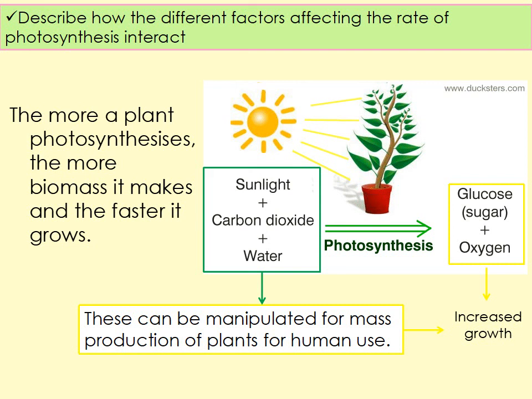Now, by knowing this, we can manipulate the limiting factors by optimizing light, temperature, carbon dioxide levels, and water levels to get a higher, much higher plant production for human use.